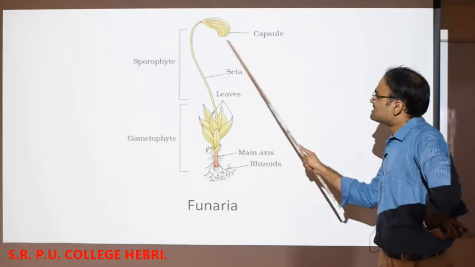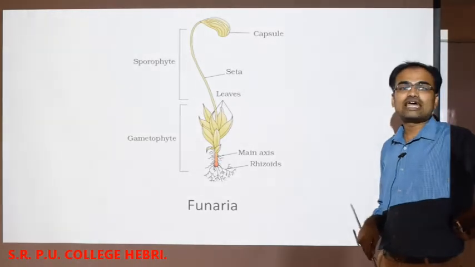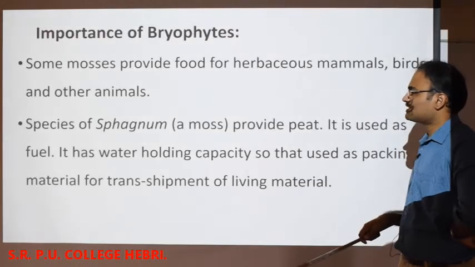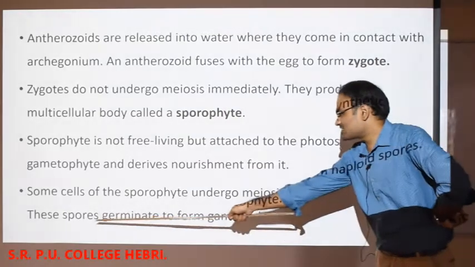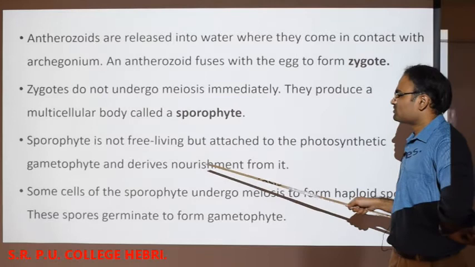The cells inside the capsule will undergo meiosis so that they are going to form the haploid spores. Understood? So these spores germinate to form a new gametophyte.